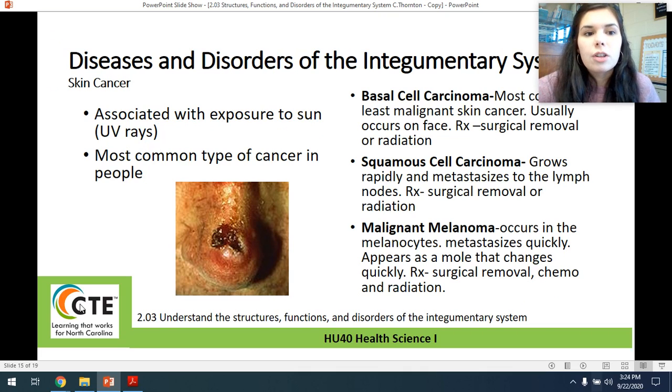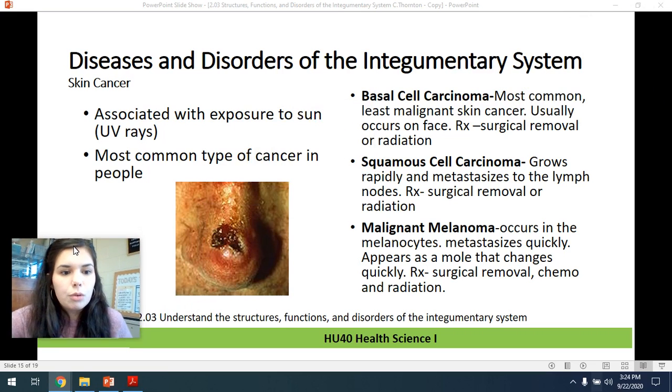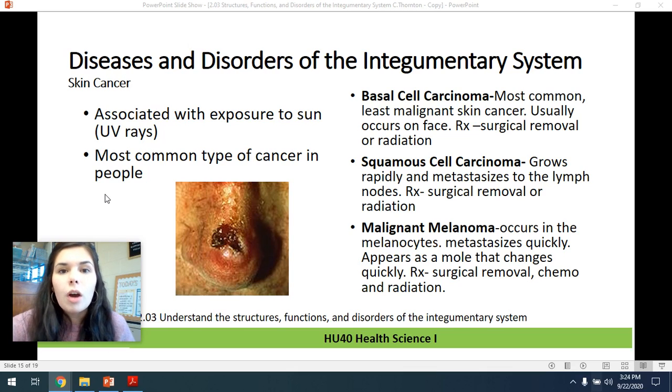Next, we have skin cancer. When we're talking about skin cancer, we are talking about being exposed to UV rays. That's typically the causation of skin cancer. And the most common type of cancer in most people is skin cancer because it's something we are exposed to more than anything else. We are exposed to the sun all the time, and a lot of us probably don't wear sunscreen like we're supposed to.